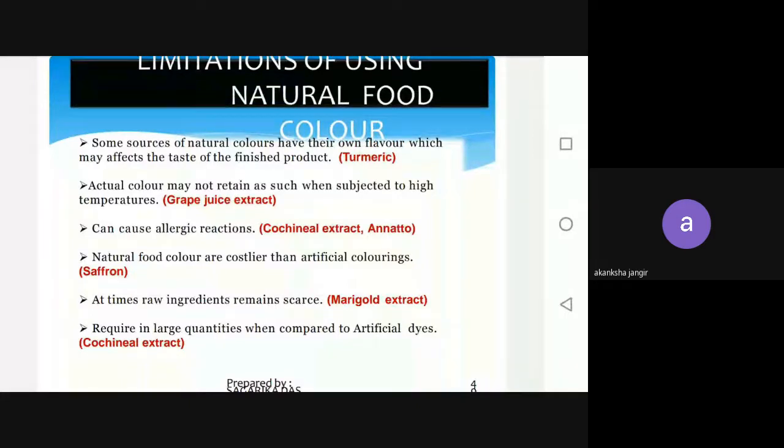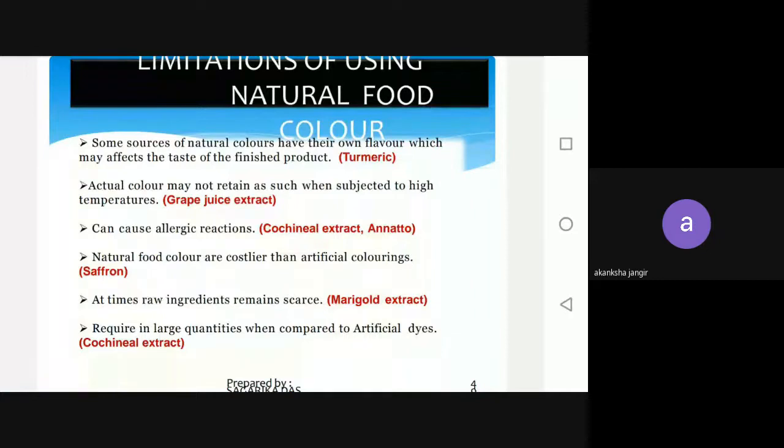Okay, and the natural food color might not be retained when subjected to different processing conditions. One of the processing conditions is high temperature. Sometimes we also have to take into account what type of pH that particular food has. If that particular food color is not stable under that pH, you cannot use it.